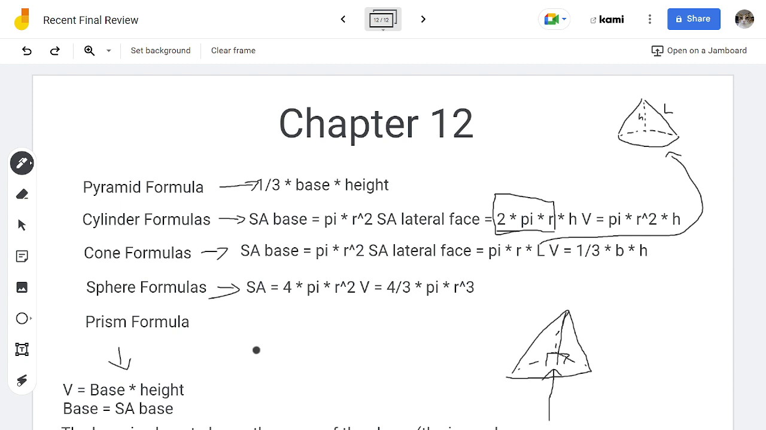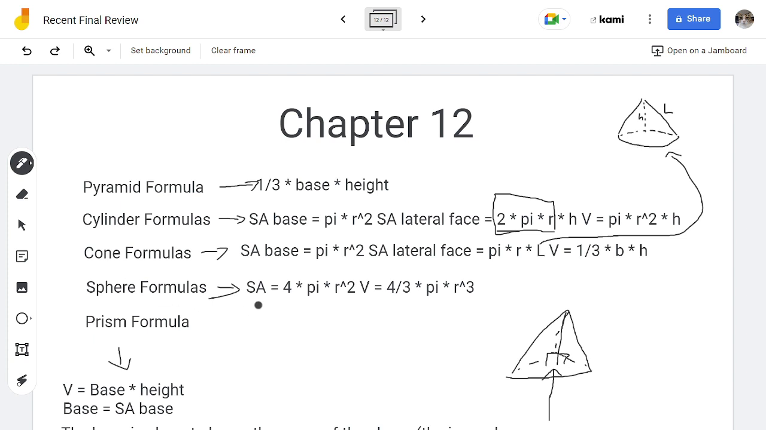And then for a cone, the surface area of the base is pretty simple. The base is usually just a circle, so it's just pi r squared. The lateral face is pi times r times l. The r is obviously the radius of the circle, and l is the lateral edge of the cone. And the volume is also 1/3 times base times height, in which the base is the area of the circle.